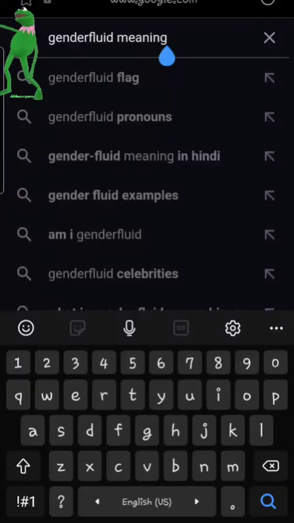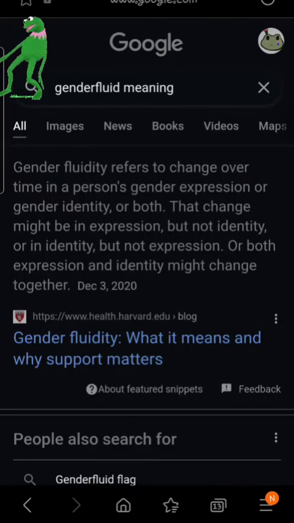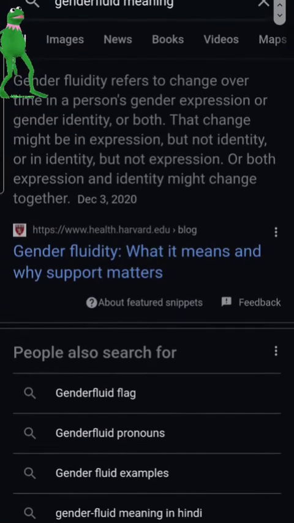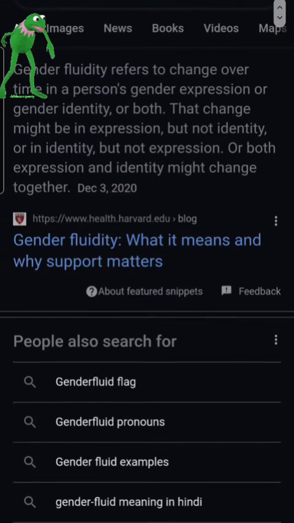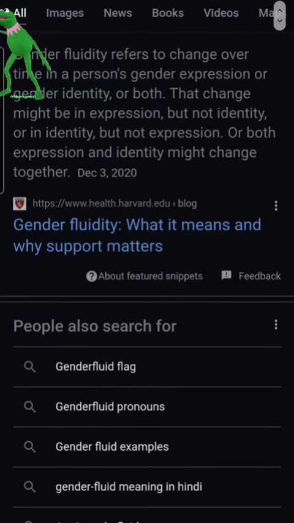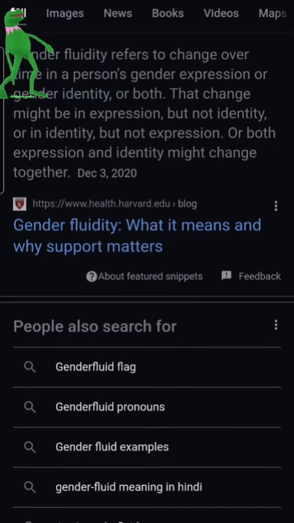What am I? Gender fluid, demi girl, demi boy, non-binary. Like what's going on up here? Trans man. We're going to start off with the Google definition of gender fluid, so let me put this in real quick. Gender fluidity refers to change over time in a person's gender expression or gender identity, or both. That change might be an expression but not identity, or an identity but not expression, or both expression and identity might change together.